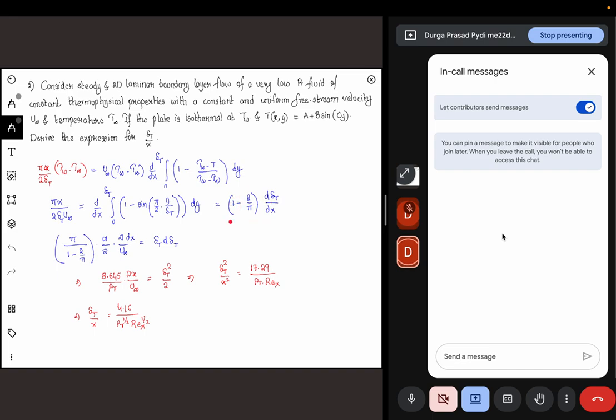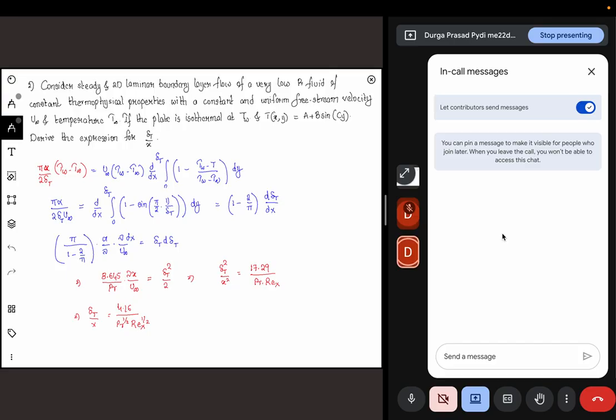So this is just the integral terms. So if I take this on the other side, I have a dx term. If I integrate this with respect to dx, this will be delta T square by 2. So from this, I'm getting delta T by x as 4.16 times Prandtl to the power half times Re to the power half. So you can see the difference of this with the previous equation that we have.